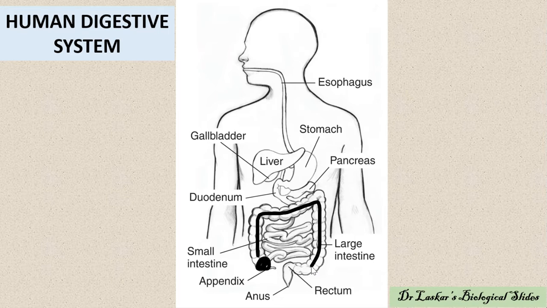And the third part, or the last part of the large intestine, is called rectum. This is the rectum. So here it is cecum. This portion is the colon, and the last part is the rectum. Here it is written, rectum.